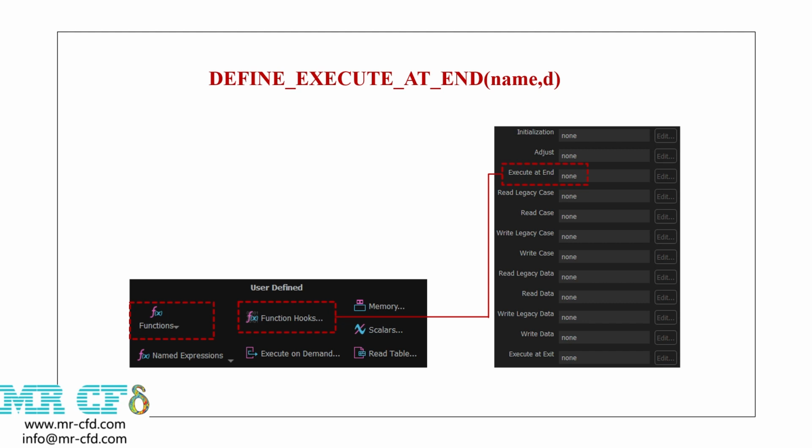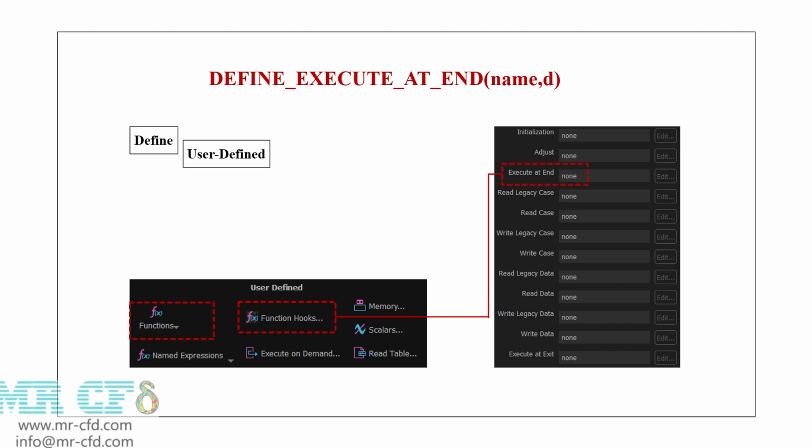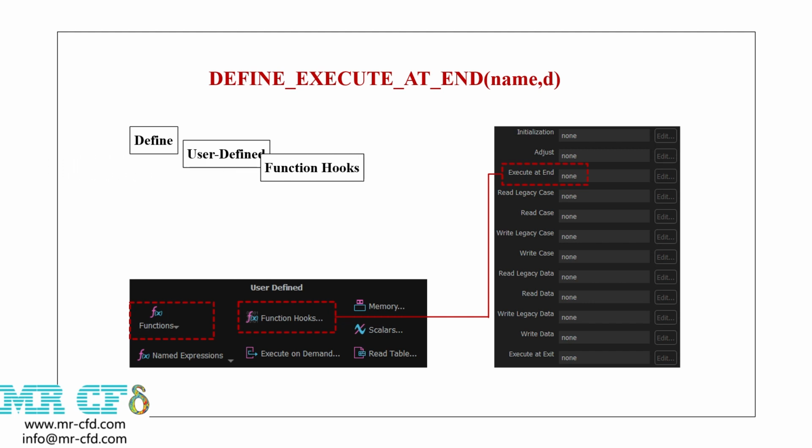So first, go to define in the header, then to user defined and select the function option, and from the appearing menu select compile. By doing this, the desired UDF function is called in the Fluent software. Then in the same user defined section, select function hooks. Now in the appearing menu, go to the execute at end option, and in this section select and activate the called UDF function.